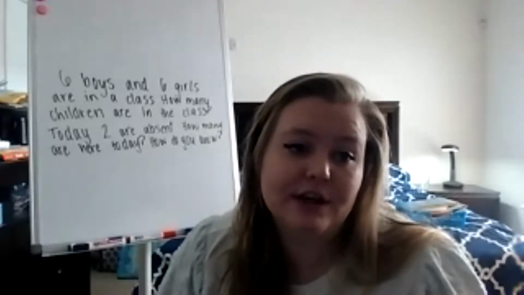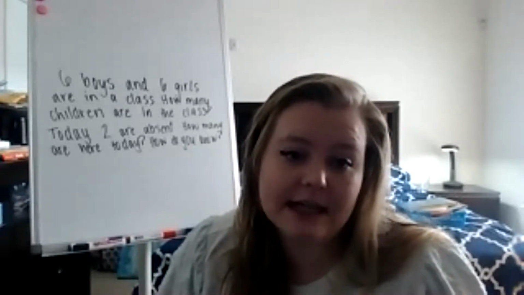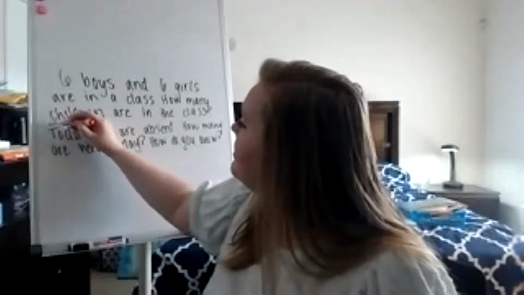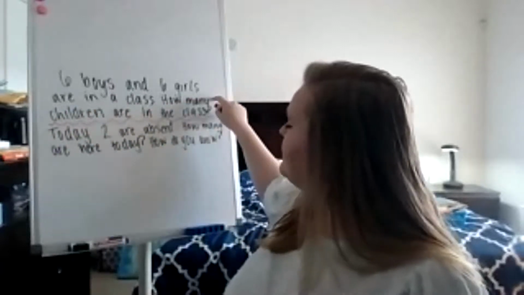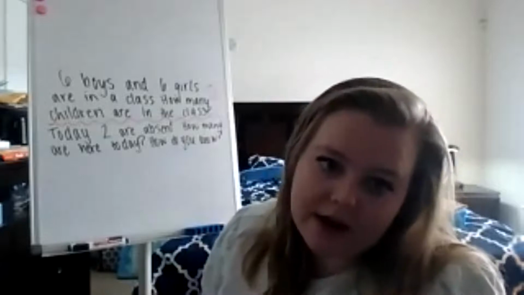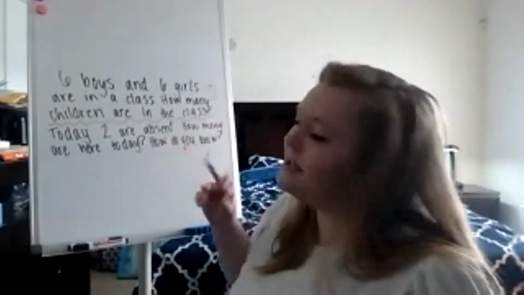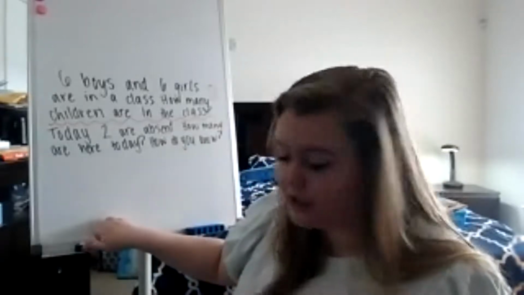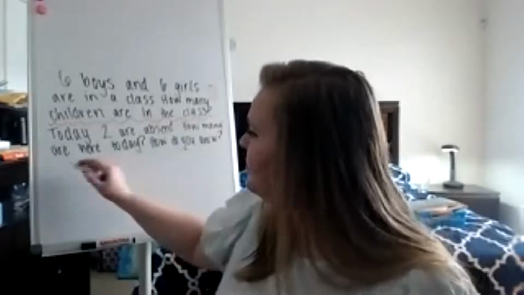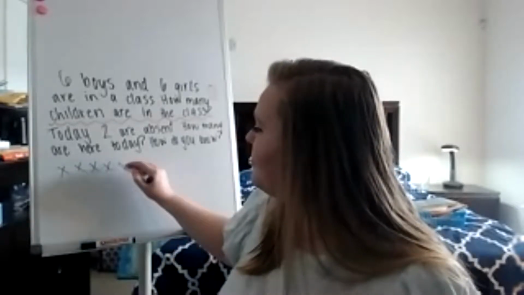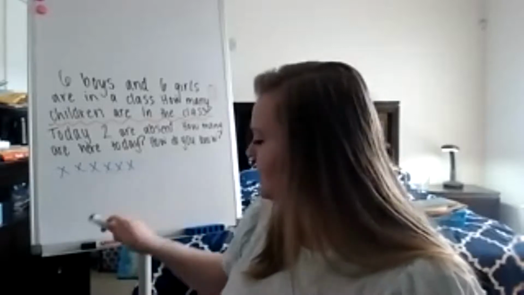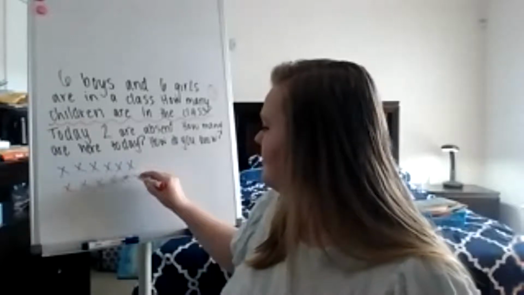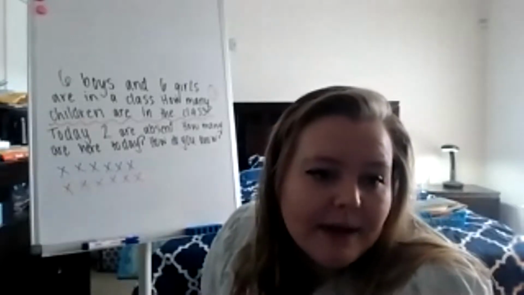6 boys and 6 girls are in a class. How many children are in the class? That's one question. That's one part of the problem. So this is the first thing that I need to figure out. And then we'll get to the next part. So it says 6 boys and 6 girls. So as usual, I'm going to draw a picture. Six boys. 6 girls. How many children are in the class?